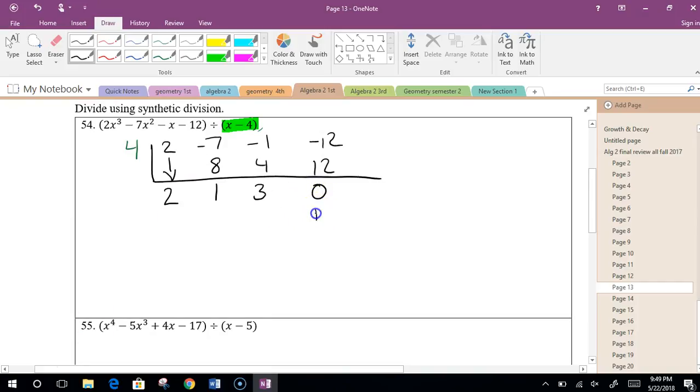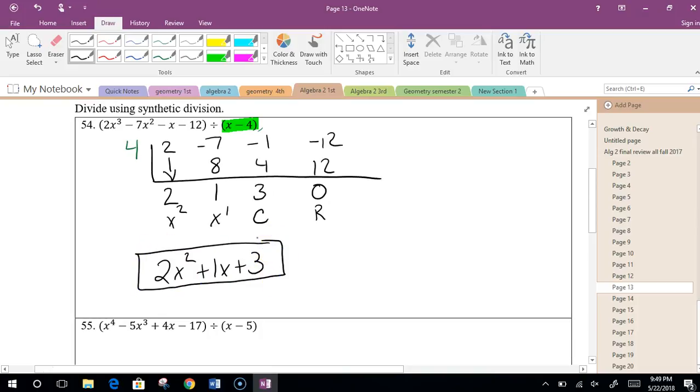So that's my remainder, my constant, my x to the first, my x to the second. So my answer for this problem would be 2x squared plus 1x plus 3. No remainder, therefore no reason to write a remainder.